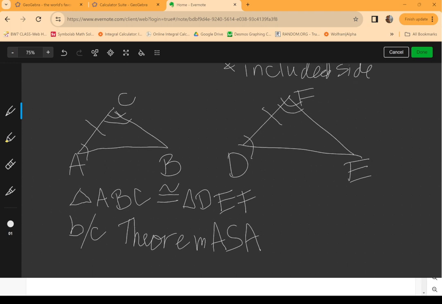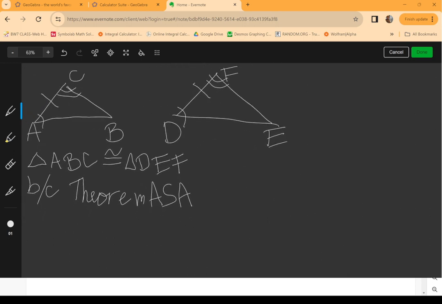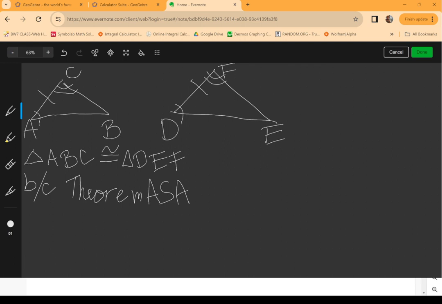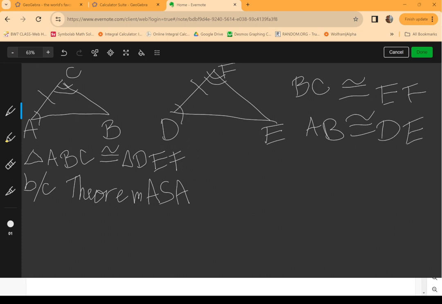Now, once we've established this, it follows that, since I have triangle congruency, for the rest of the corresponding parts I can write statements like: since the triangles are congruent, BC must be congruent to EF, and AB must be congruent to DE. And lastly, there's one more part: angle B must be congruent to angle E. So that must be true.